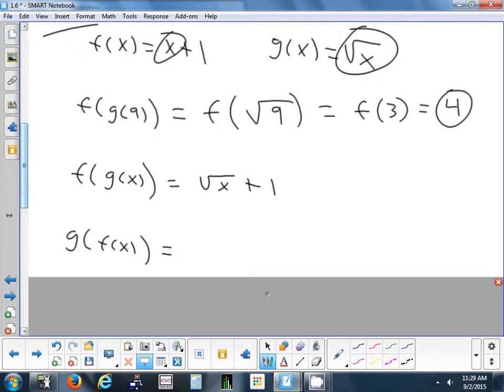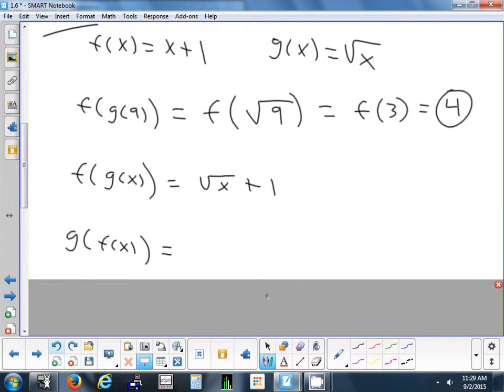It would be square root of x plus 1. Yeah, square root of x plus 1. Like that? Yep. So this time, take f of x. That's your function, and you're substituting that into function g. Right there. Right, so you get the square root of x plus 1.